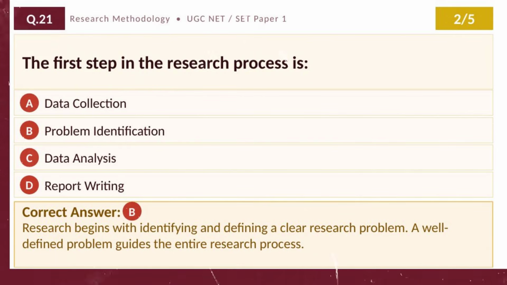Let us begin with our first question. What is the very first step in the research process? The correct answer is problem identification. Every scientific investigation starts with recognizing and defining a clear research problem. A well-formulated problem acts as a guiding blueprint for the entire study, shaping every subsequent decision.